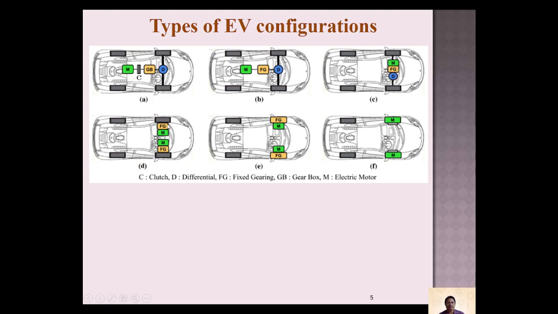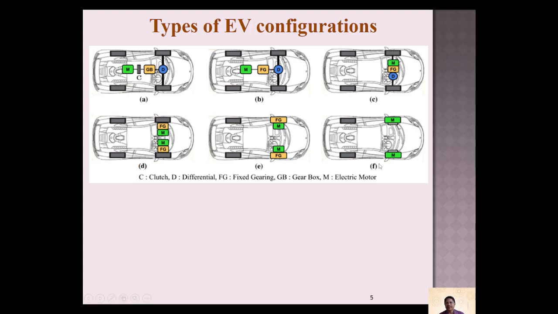Then the fourth case is fixed gear motor. Two wheels, each front wheel has a different fixed gear as well as a motor. That is, the motor is not connected with the wheel, it is separated. In the fifth configuration, the fixed gear becomes a wheel, then the motor is driving the wheel, that is, the fixed gear.